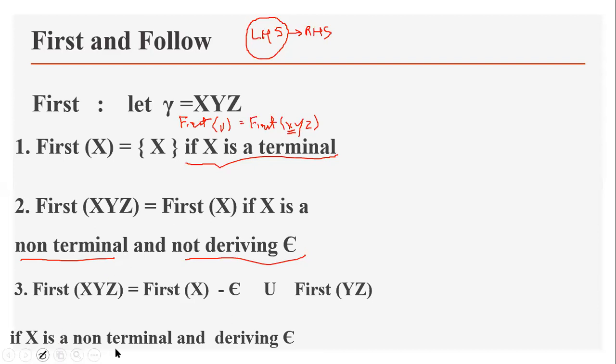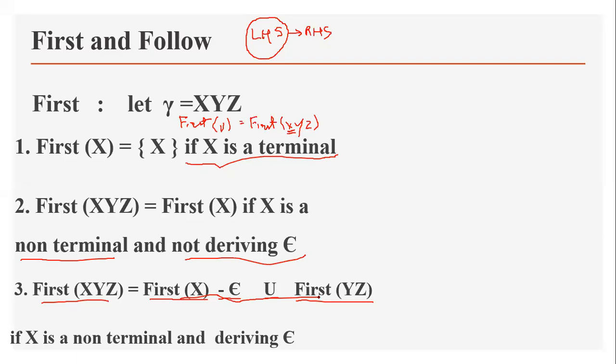If X is a non-terminal and deriving epsilon, then first of XYZ is equal to first of X minus epsilon union first of YZ. What is first of YZ? First of YZ is equal to first of Y if Y is a non-terminal and not deriving epsilon. If it is deriving epsilon, it is first of Y minus epsilon union first of the remaining. Now I'll show you the example. Then it will be clear. We'll go through one by one. You carefully follow this.